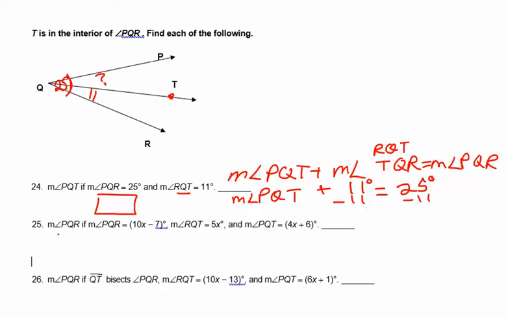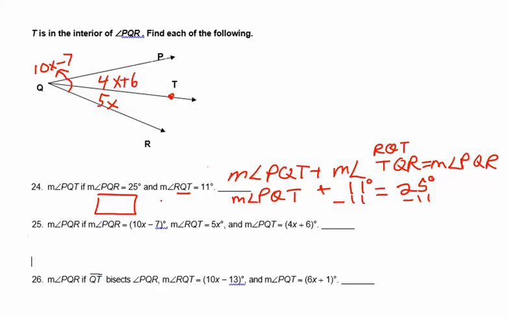All right, next we have different measurements, so I'm going to erase these. Now we are given that the measure of angle PQR is what we're looking for. PQR, we're looking for the whole measurement. We are given that that measurement is equal to 10x minus 7, an expression. We are also given that RQT is 5x, and that PQT, the other angle, is 4x plus 6.